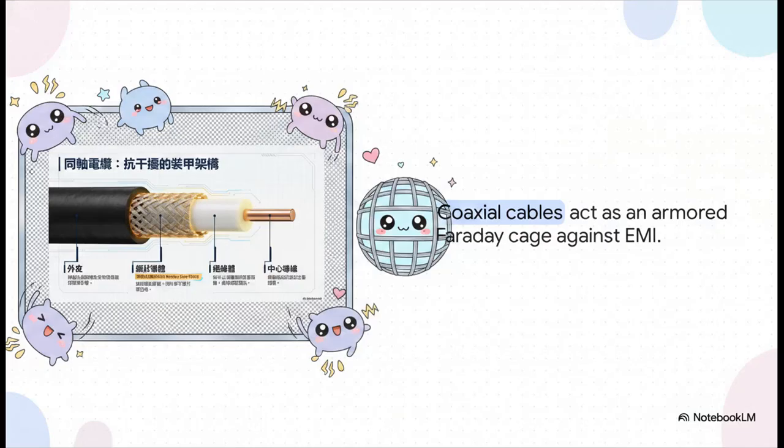But what happens when twisting simply isn't enough? That's when we bring in coaxial cables. Coaxial tackles EMI using a completely different physical setup. It uses a heavy-duty metallic mesh shield that wraps all the way around the central data conductor. That thick mesh acts exactly like an armored Faraday cage. It's basically an impenetrable barrier that absorbs and blocks out external interference entirely before it can even touch your data.